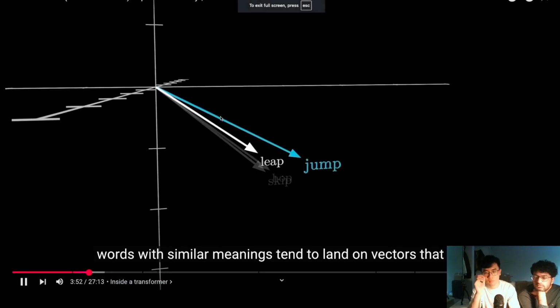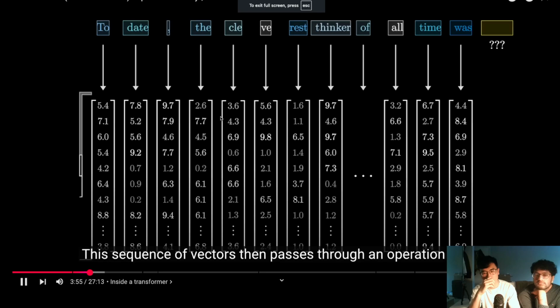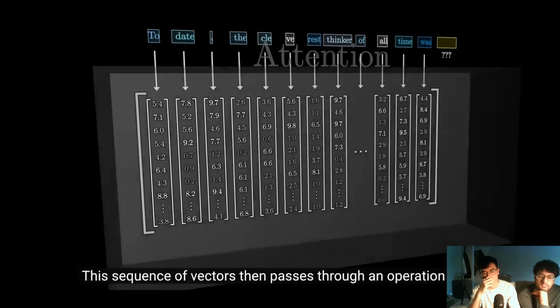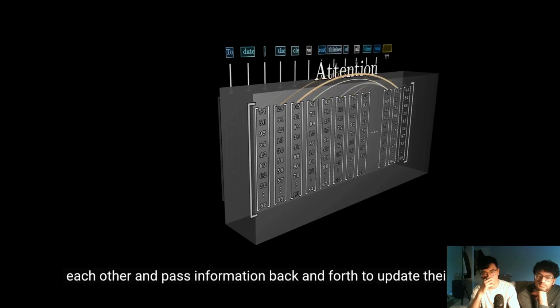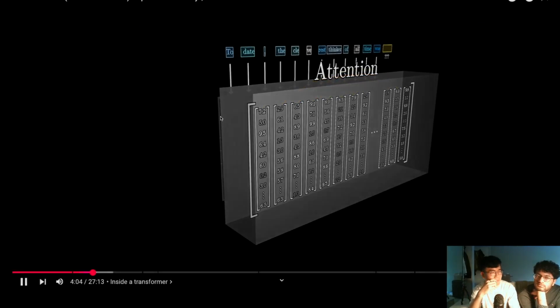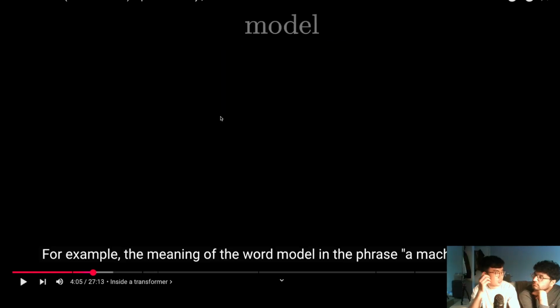Tend to land on vectors that are close to each other in that space. This sequence of vectors then passes through an operation known as an attention block, and this allows the vectors to talk to each other and pass information back and forth to update their values. Isn't that what I said? Will you say attention is not used for that? You said attention is not used for the token. No, it's used as memory.